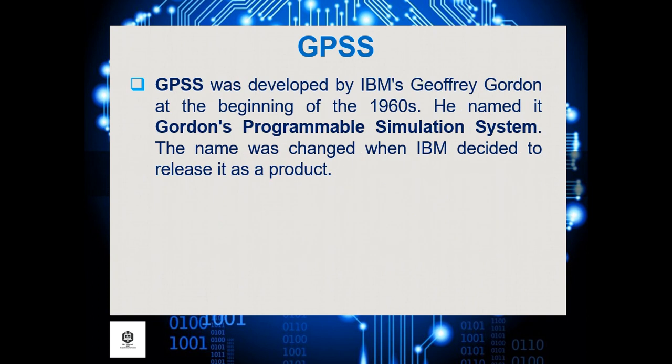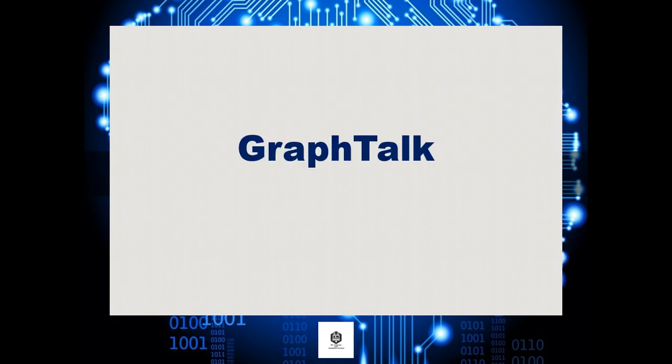GPSS was developed by IBM's Geoffrey Gordon at the beginning of the 1960s. He named it Gordon's Programmable Simulation System. The name was changed when IBM decided to release it as a project.